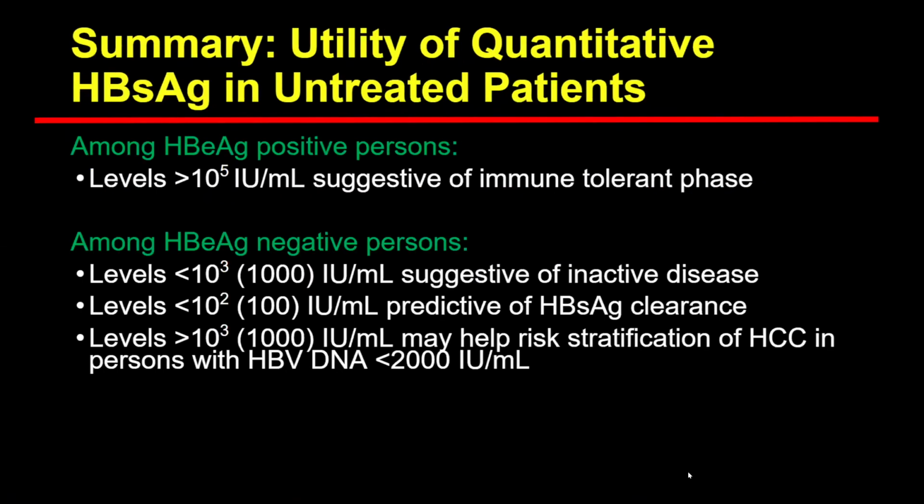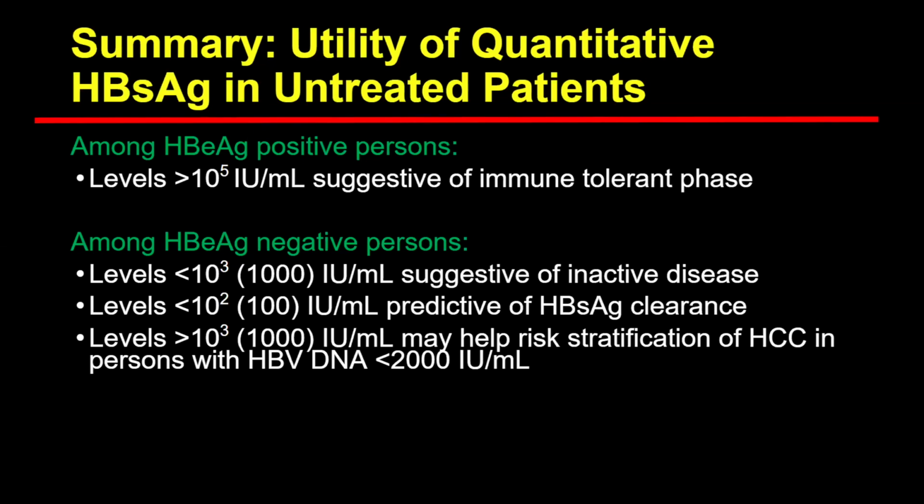So this slide summarizes some useful surface antigen cutoff values that are helpful in management of untreated patients. I put this up here really for the clinicians. Among e antigen positive persons, a level greater than 10 to the 5 in combination with an HBV DNA level greater than 10 to the 7 is highly suggestive of the immune tolerant phase. Among e antigen negative persons, a level less than 1,000 in combination with an HBV DNA less than 2,000 is very suggestive of inactive disease.